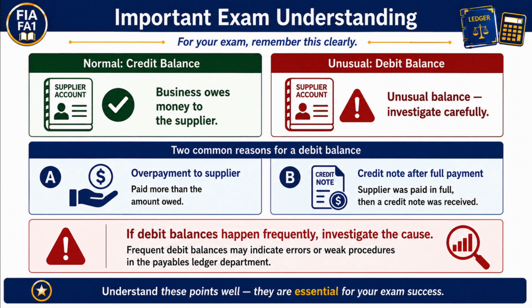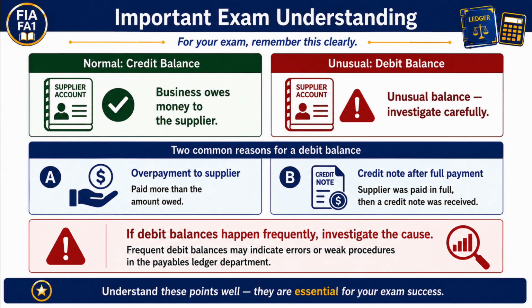Important exam understanding. For your exam, remember this clearly. A credit balance in a supplier account normally means the business owes money to the supplier. A debit balance in a supplier account is unusual. A debit balance may happen because the business overpaid the supplier, or a credit note was received after the supplier had already been paid in full. If debit balances happen frequently, the business should investigate the cause. This may show that there are errors or weak procedures in the Payables Ledger department.